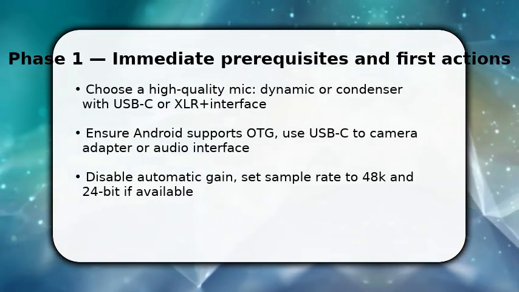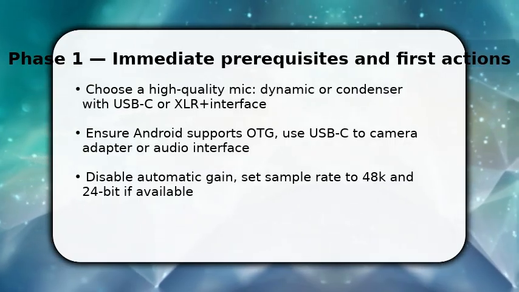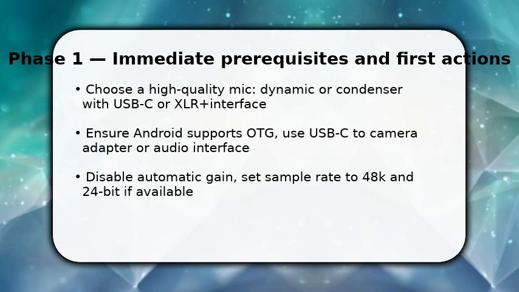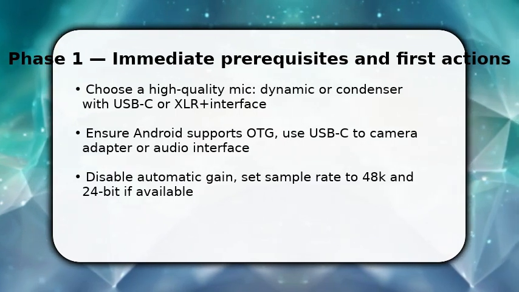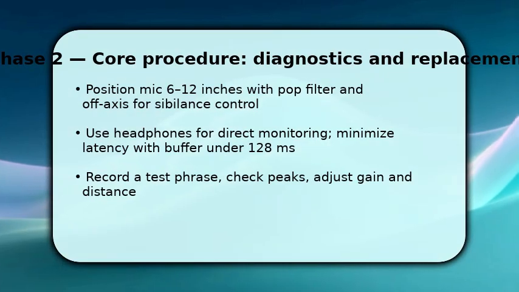Make sure the app is set to 48 kHz and 24-bit for headroom. Set input gain low, then speak at performance volume while raising gain until peaks reach about -6 dB. Once you have levels set, focus on technique to get studio quality tone.